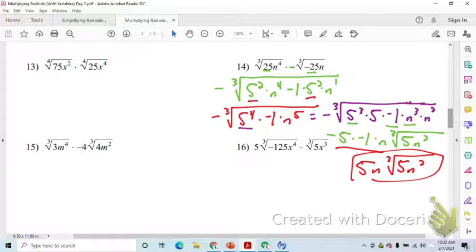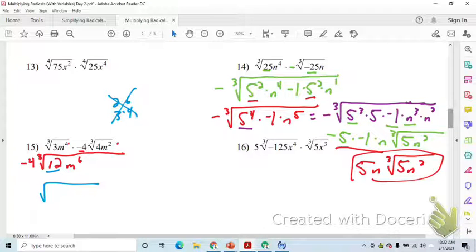I'm also going to do number 15. Why not? So there's negative 4 out front. Great. Then in here, I have 3 times 4 is 12. Then I have m to the 4 plus 2 is 6. And this is the third root. So you have to make sure I didn't forget that. Now, 12 breaks down to 2 times 6 and 3 times 4. And since we're taking the third root, we're looking for a cube. We don't have any. So the 12 is going to stay inside the cube root.